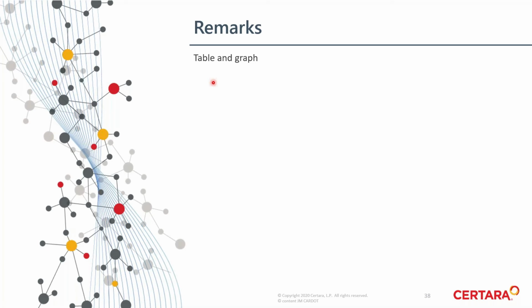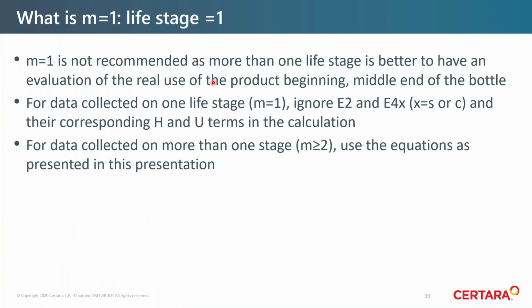So what can we say as remarks? We have some remarks which are quite important. What is going on if you have m equal 1? That means if you have only one life stage. You have seen that in the current example, you have 3 life stages, which are beginning, middle of life, and end of life of your containers. But in some cases, you can have only one measurement. If you have one measurement, it's very easy.